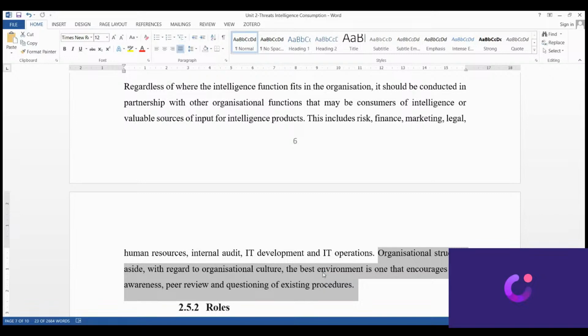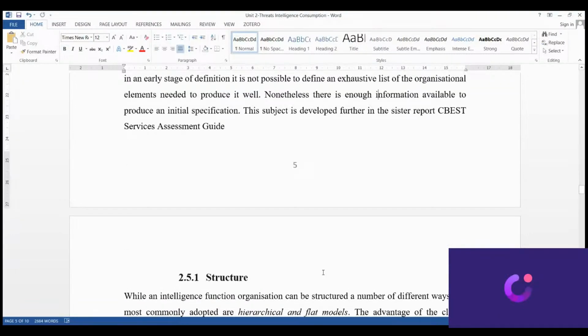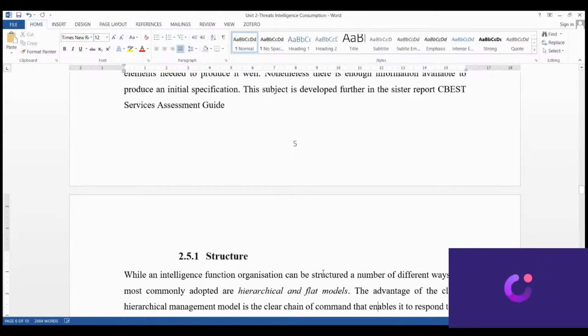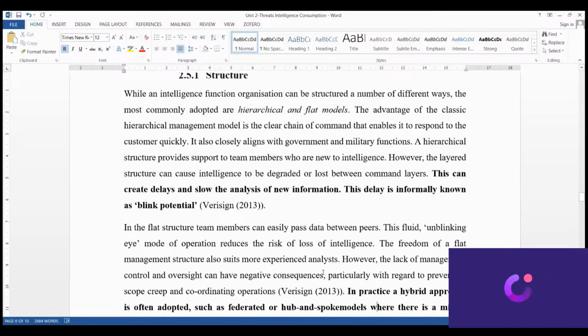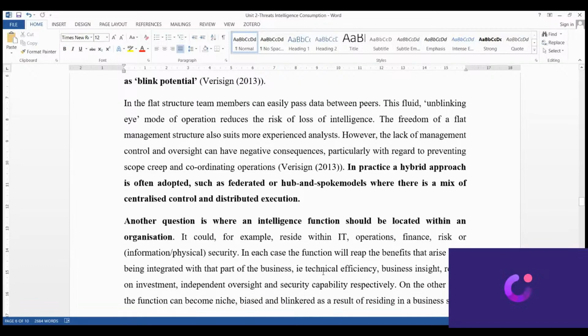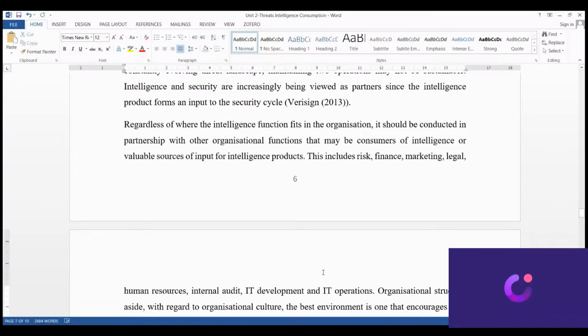So in short, we are talking about the structure of the intelligence function. Okay, and we have learned that this can be either hierarchical or flat, but each of these has its own advantages and disadvantages. Because of that, the hybrid model is often recommended.